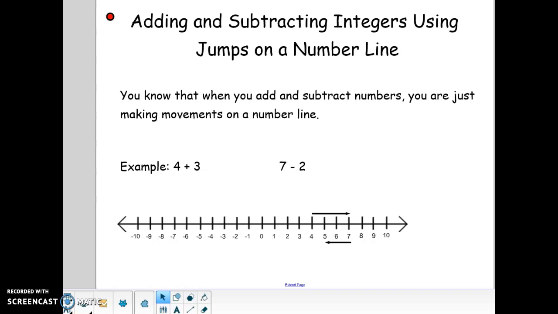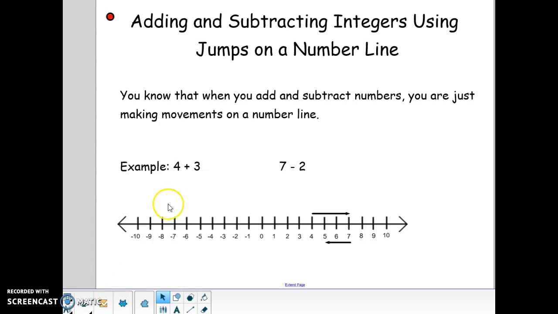This is going to seem very, very basic to you. Like I said, this is what you learned clear back in kindergarten and maybe first grade when you were starting to learn how to add and subtract. All you're doing when you're adding and subtracting is moving a number on a number line. So you know that when you add and subtract numbers, you're just making a movement on a number line.